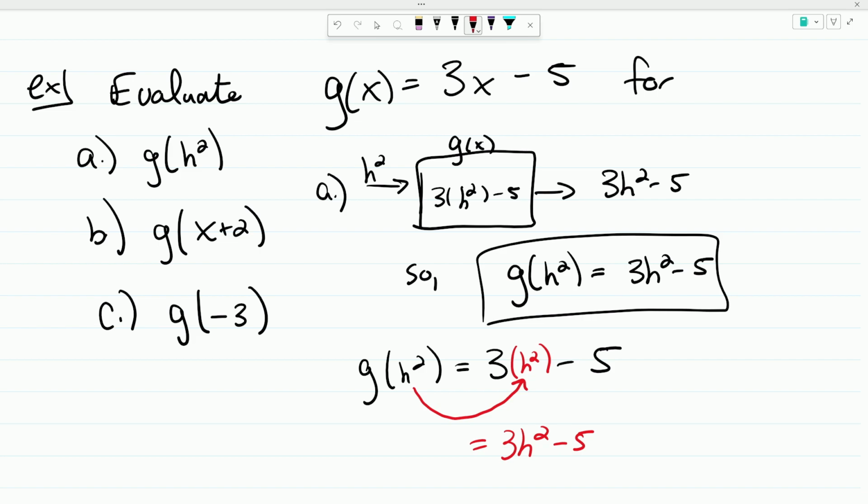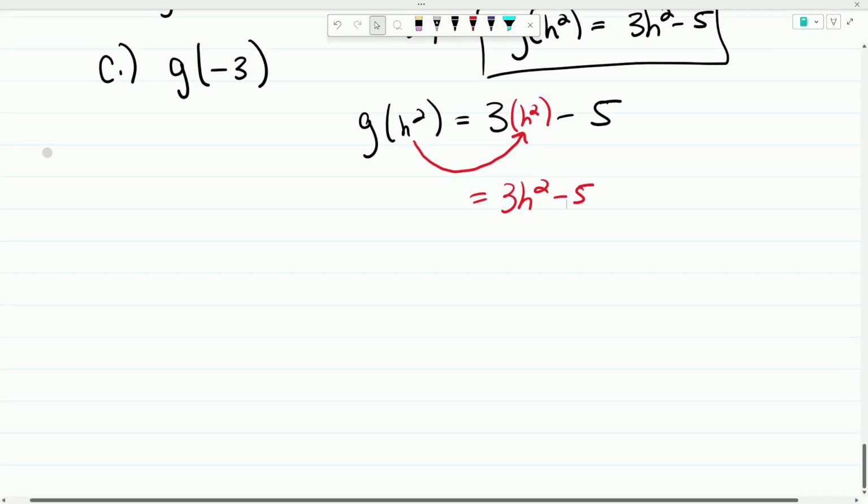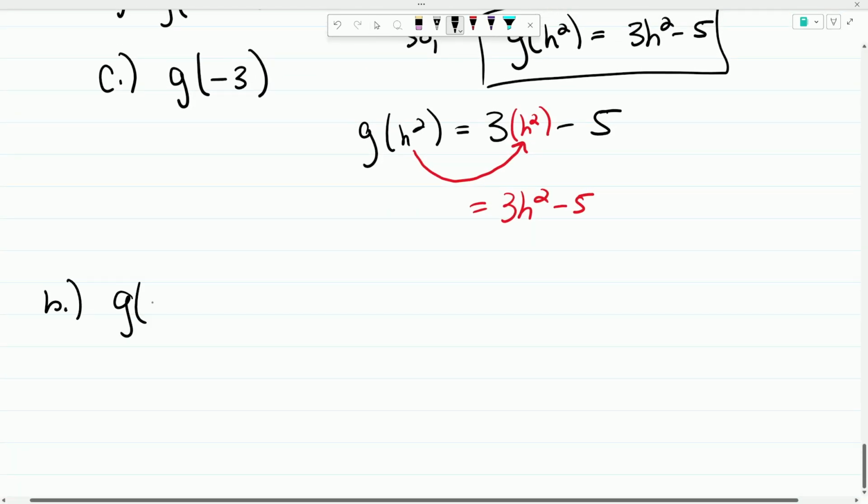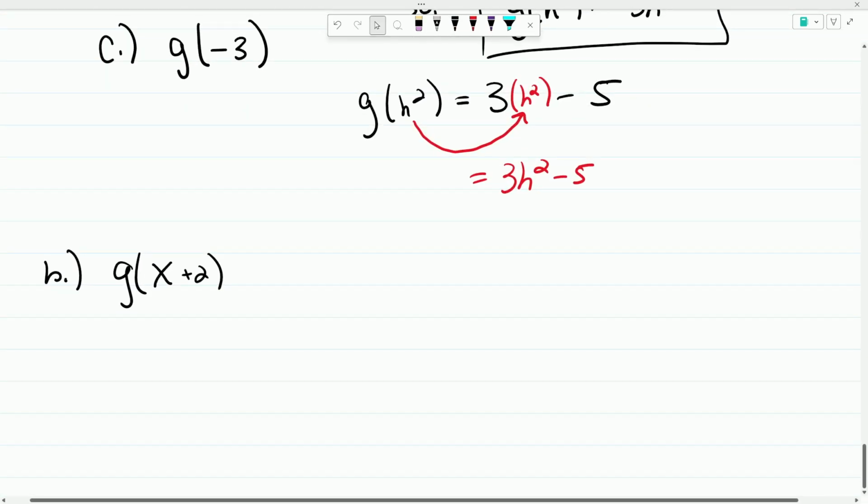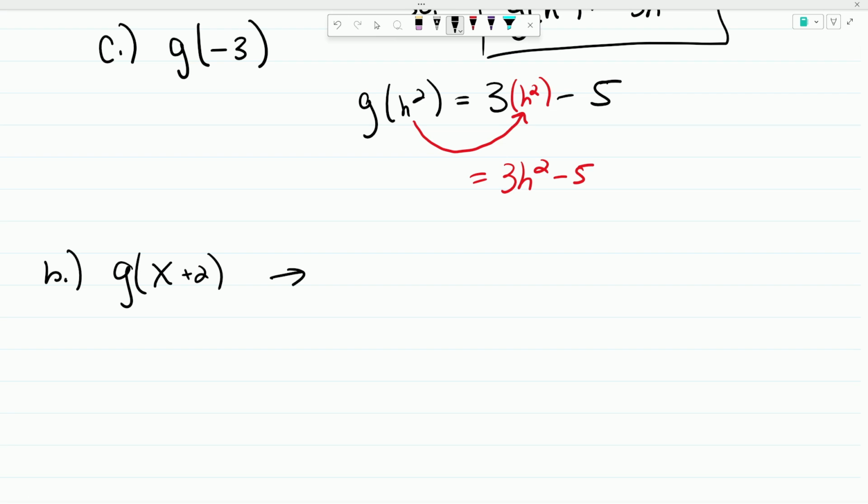I think the visual representation is much better to use initially while you're learning. Once you get better at this, you can start to see how everything fits together. All right, so there is part A. Part B, g of, what was it again? X plus 2? Yeah. I'll do this again both ways because it is more beneficial to us to have a visual representation.